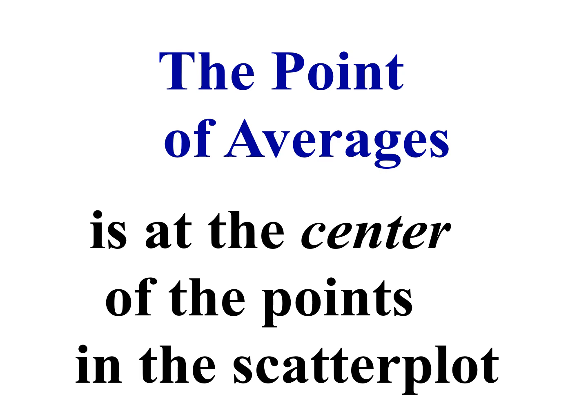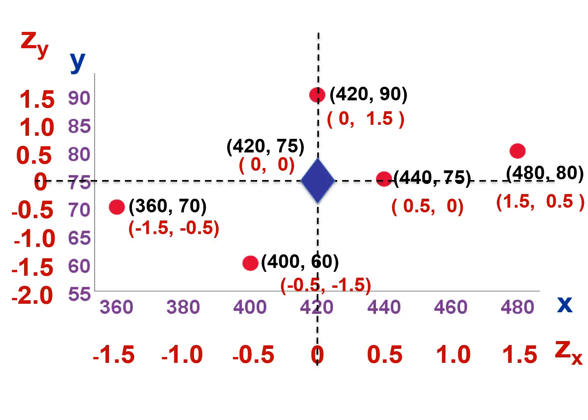The point of averages is always at the center of the points in a scatter plot, as you can see in here. The point of averages is like the queen bee of the scatter plot. All the other points are like bees swarming around her.